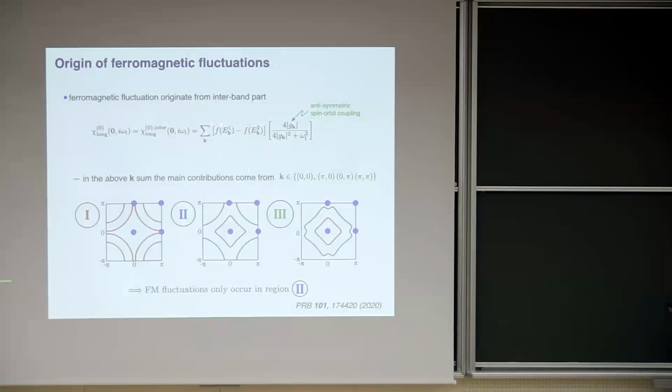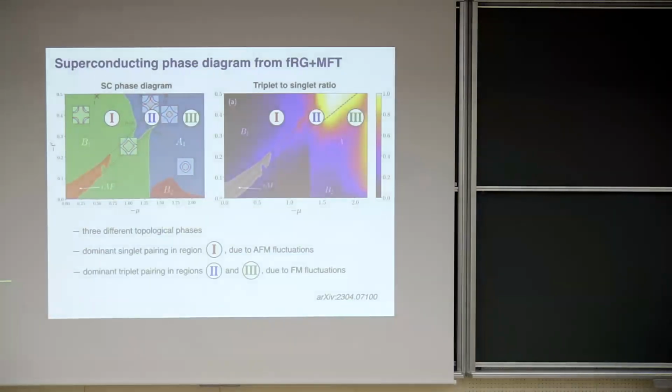It turns out that this Fermi factor is 0 exactly in regions 1 and 3, but it's non-zero in region 2, because here you have one filled band and one empty band. So basically, you get 0 minus 1 or 1 minus 0 or something like that. Whereas at these 4 points, you always have 2 filled or 2 empty bands, so these two Fermi functions cancel each other. So this is a rough explanation why we can have these ferromagnetic fluctuations only in region 2.